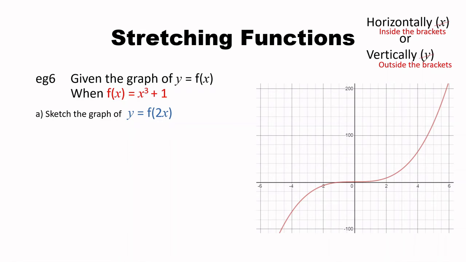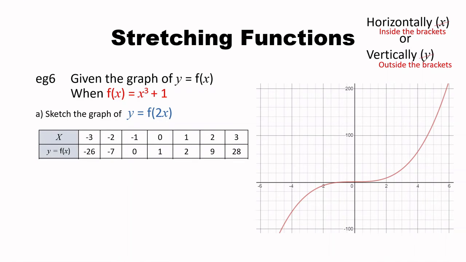Let me show you a table of values for the graph y equals f of x. Again, I've just cubed the x value and added 1 to it. So for example, 1 cubed is 1, plus 1 makes 2. 2 cubed is 8, plus 1 makes 9. Now I want to show you what y equals f of 2x will look like.